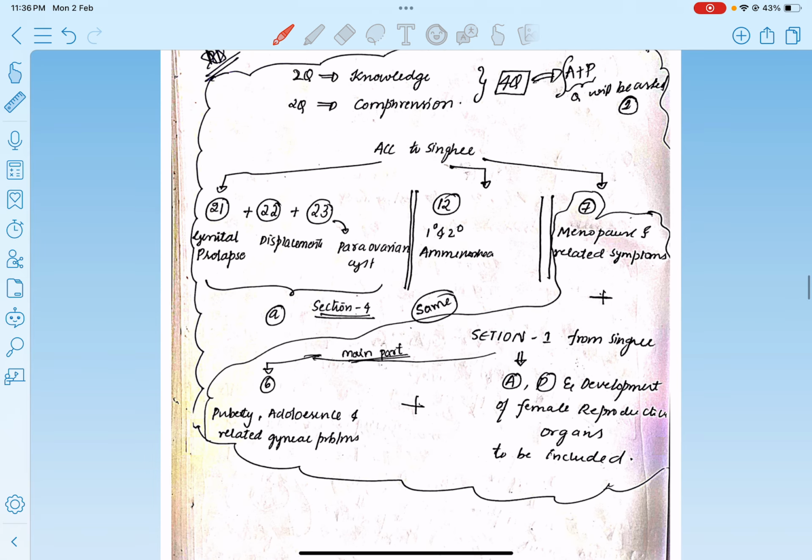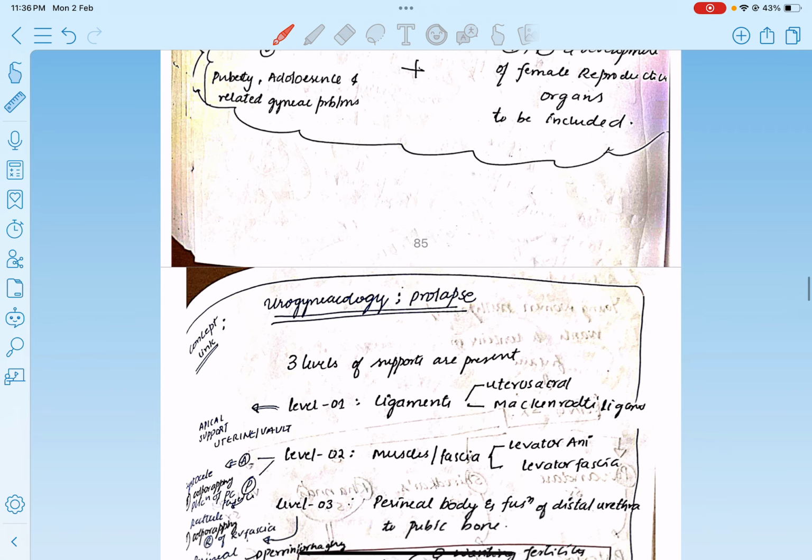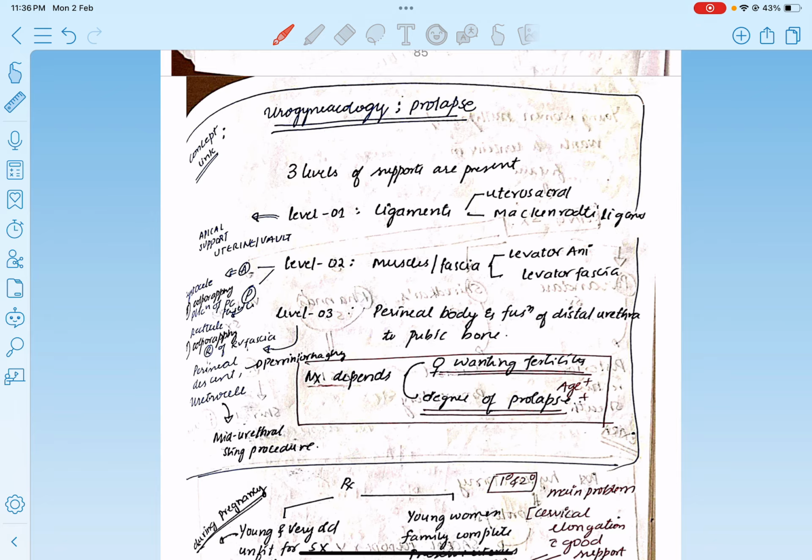Okay, this is what I will be explaining to you. The remaining things I am sure you can go and discuss. Again, I will just explain the concept.